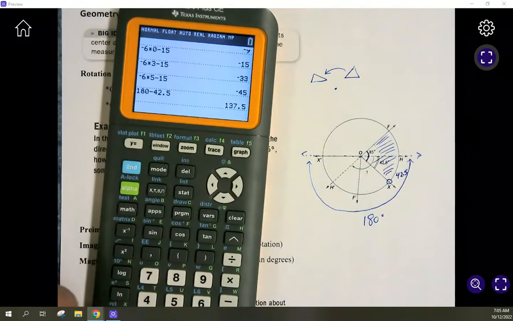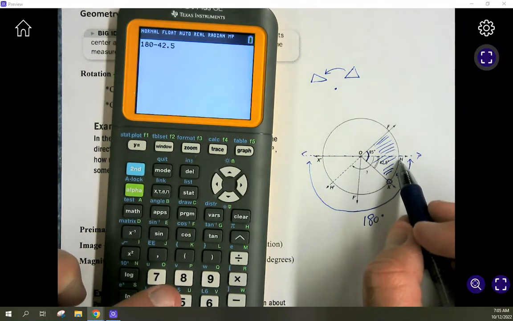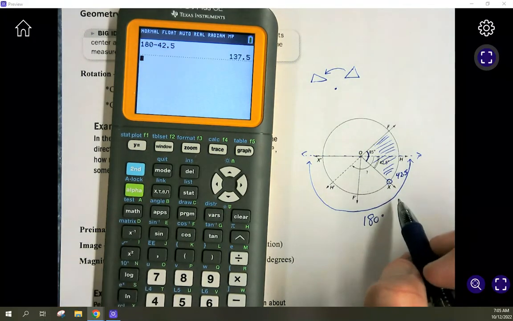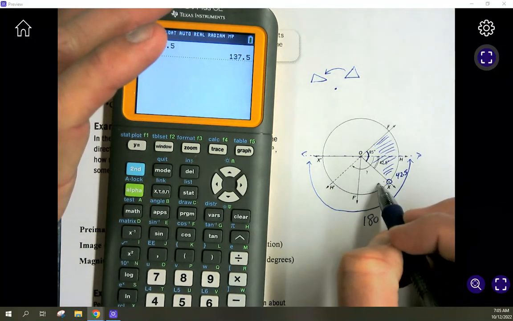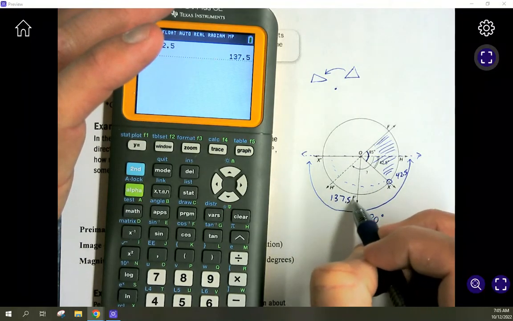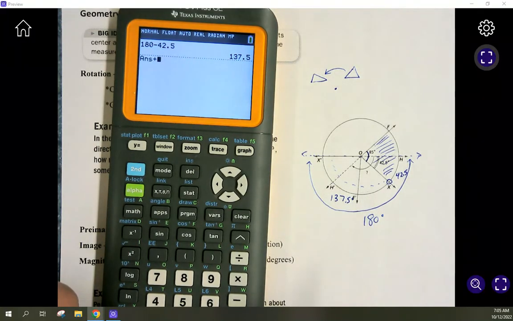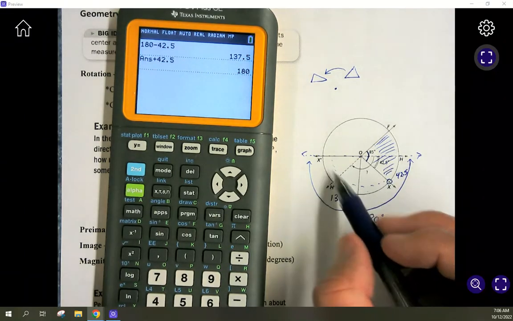So we're going to go ahead and take 180, and we're going to minus the 42.5 that our field of vision already covers. And that's going to leave us with the rest of this, which would be 137.5 degrees. You can always double check yourself. Take your 137.5 and add 42.5, and there's your 180, which covers half the circle.